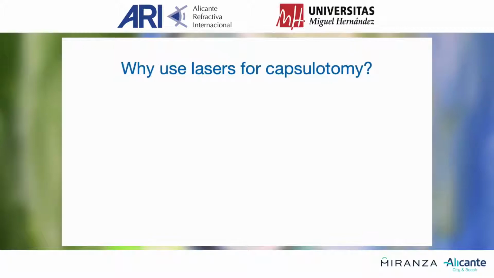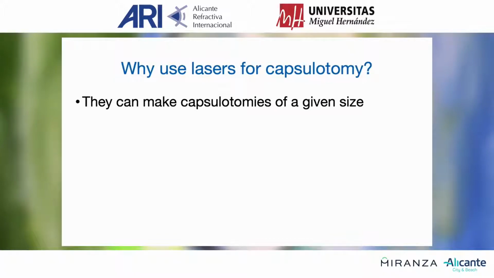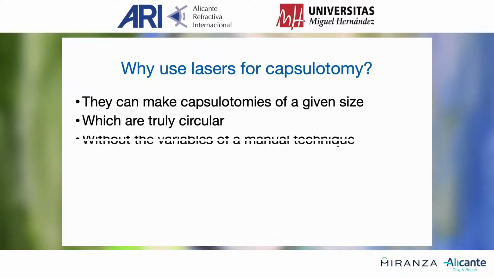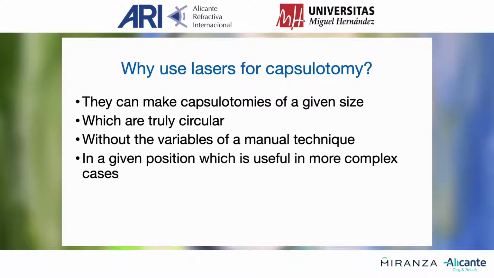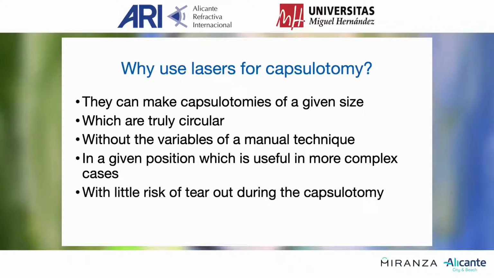So why use lasers at all for a capsulotomy? Well, they can make capsulotomies of a given size, which are truly circular, without the variables of the manual technique, as we've seen, in a given position, which can be useful for more complex cases, and with little risk of tear out during the capsulotomy. Also, they can be helpful, as we will see, in white cataracts.